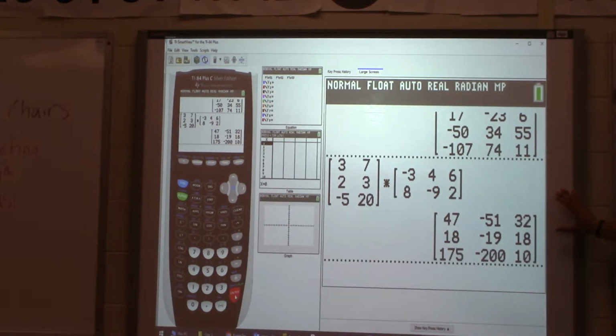Everyone who did it in their calculator that has finished so far, did you get this as an answer? Yes. Yeah? If we have the Texas Instrument, have we all figured out how to do it? We've been following along. Do we have any questions on putting it in our calculator?